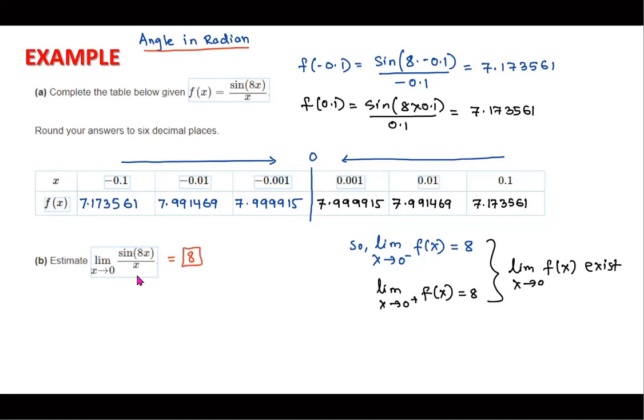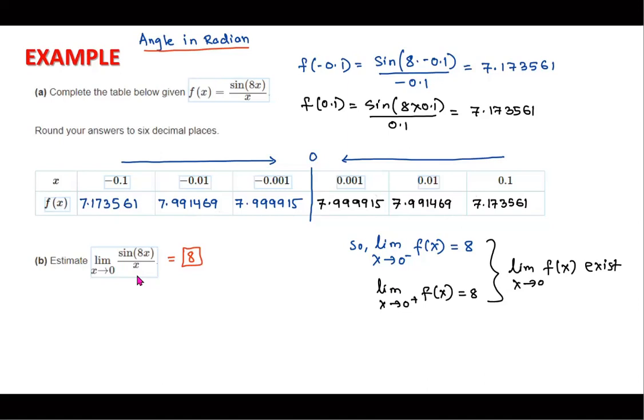So one more time, this process of finding the limit using actual numbers, plugging the number into the function and analyzing the pattern from left and right, this is called the numerical method of computing the limit. That is the second example for today.